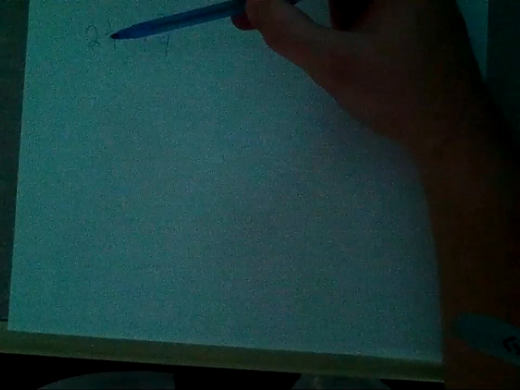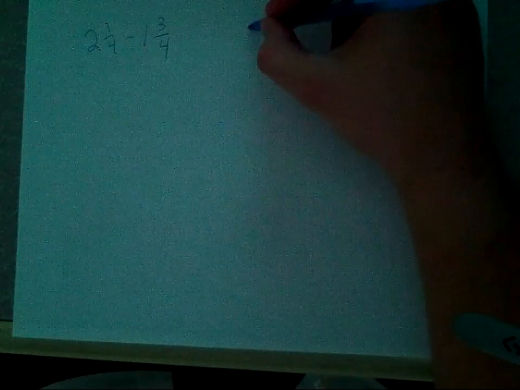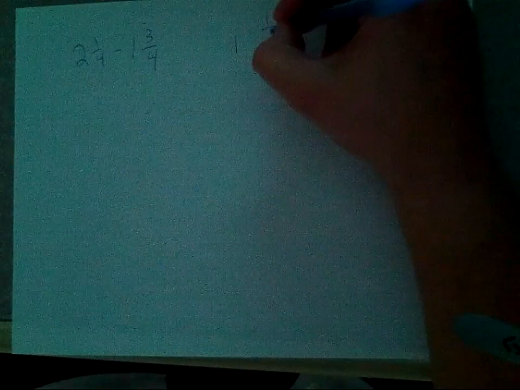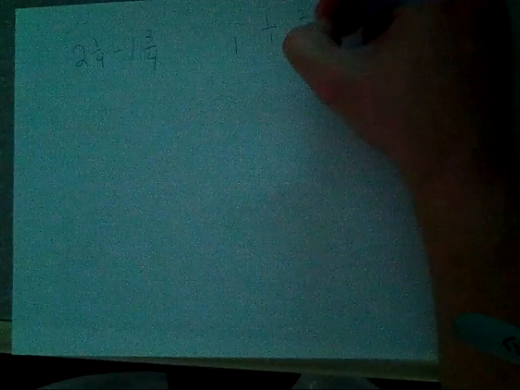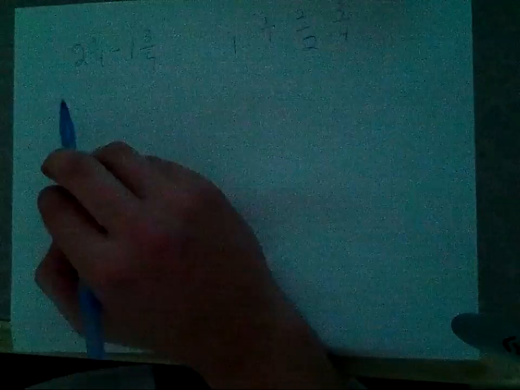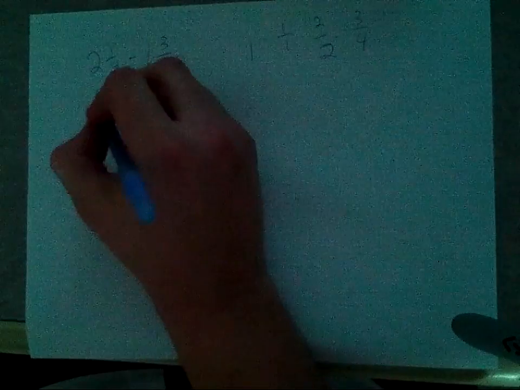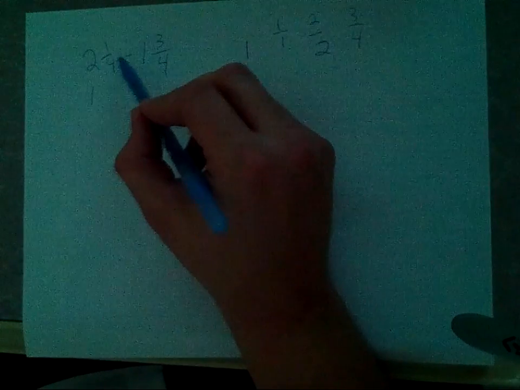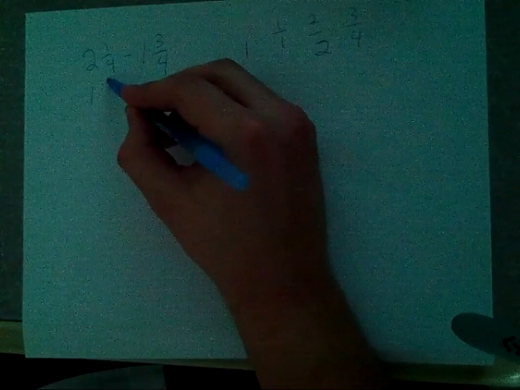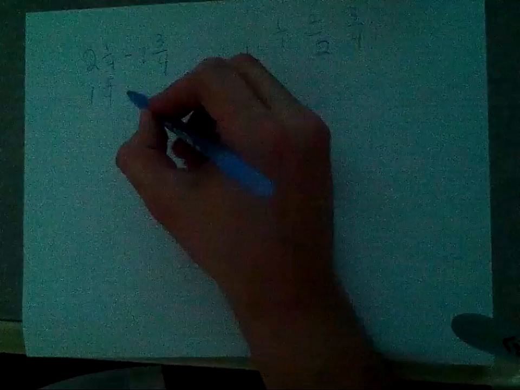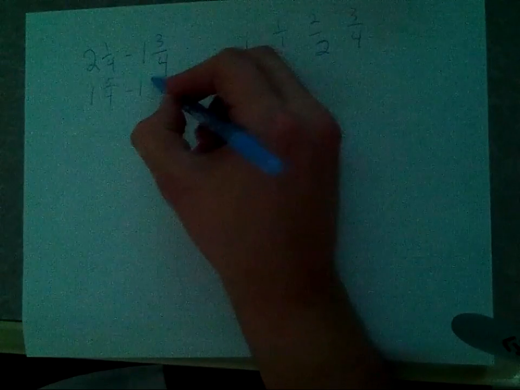So what we have to do is regroup our 2. Now, we know that 1 can be represented in many different ways. Fractions of 1 can be 1 over 1, 2 over 2, and so on, 3 over 3. So we regroup our 2 down to a 1, and we add the numerator and the denominator. If we add the numerator and the denominator, our new numerator would be 5, and our denominator would then be 4. The denominator always stays the same. And then the other fraction just stays the same, 1 3/4.